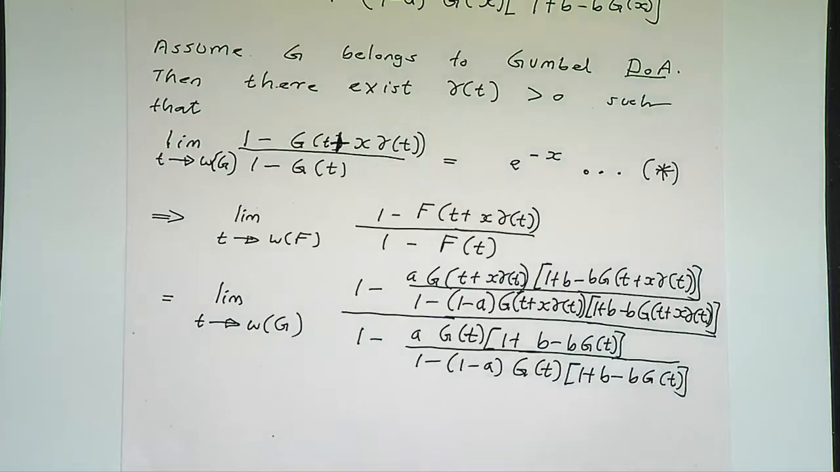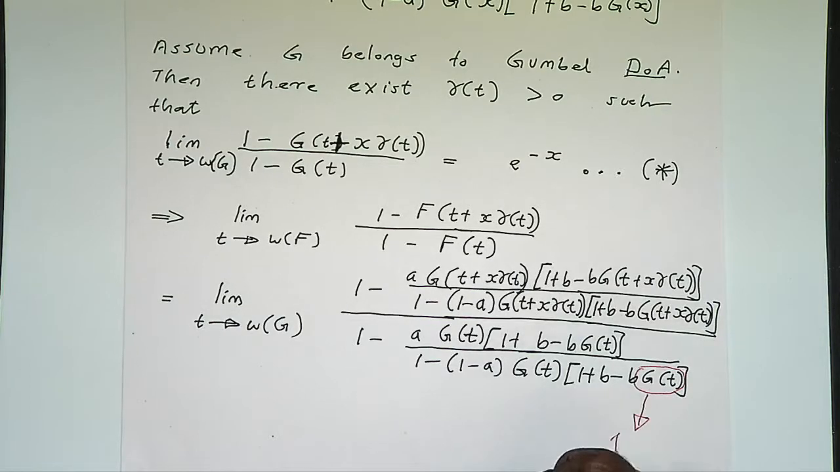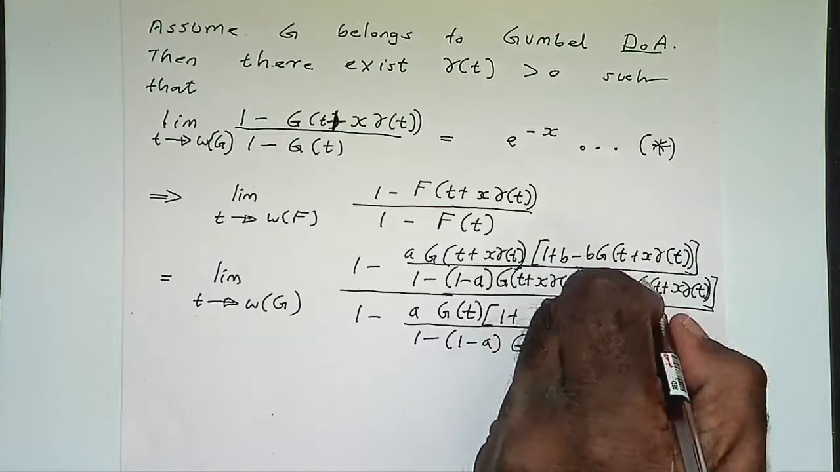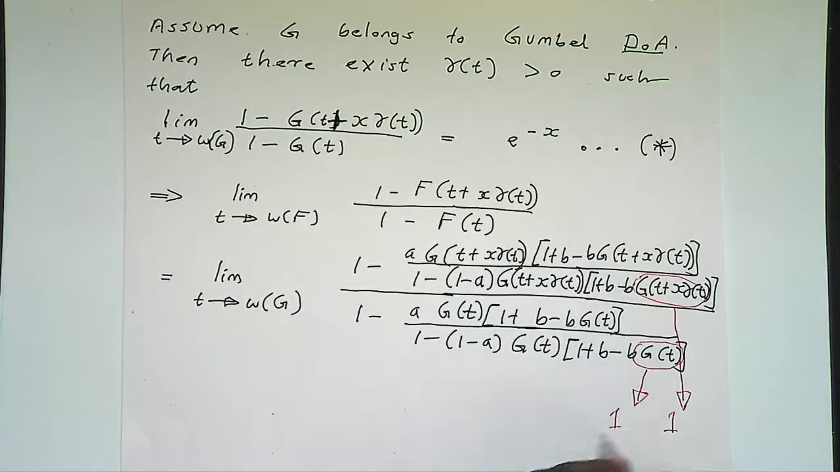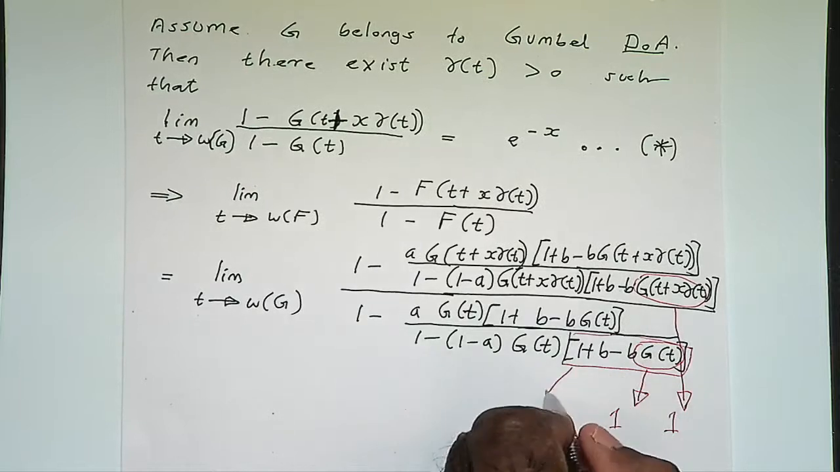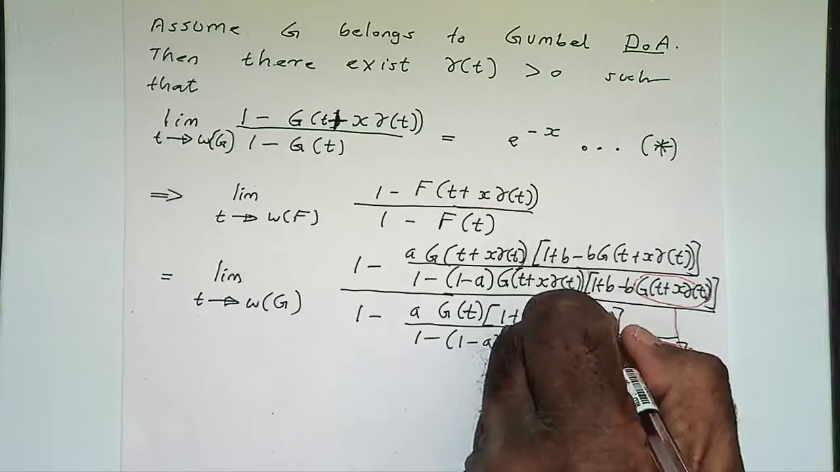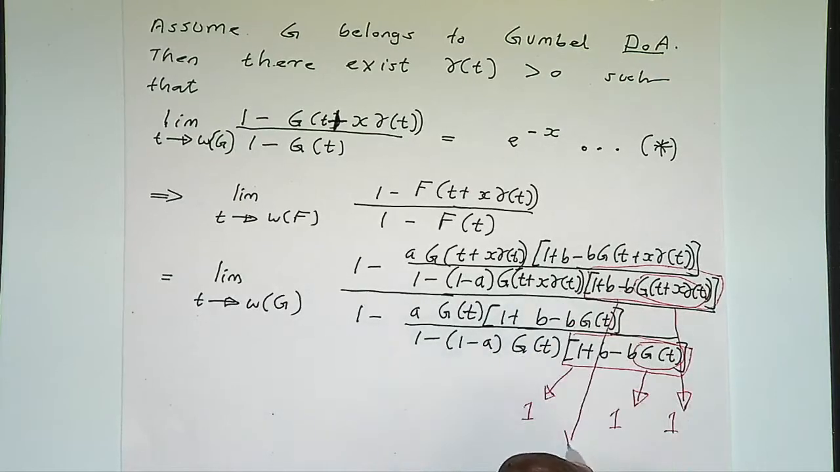Alright guys, so this is what you get. Now you should take the limit as t goes to WG. You will see quite a few things happening. This guy here will go to 1, and so is this one here, it will also go to 1. So what you have is 1 plus b minus b, which is 1. So this whole thing disappears to 1, and so does this one.